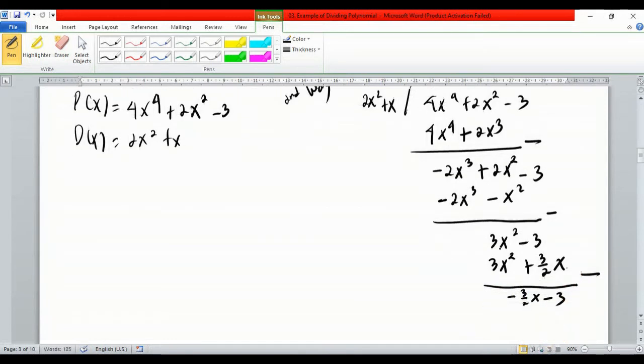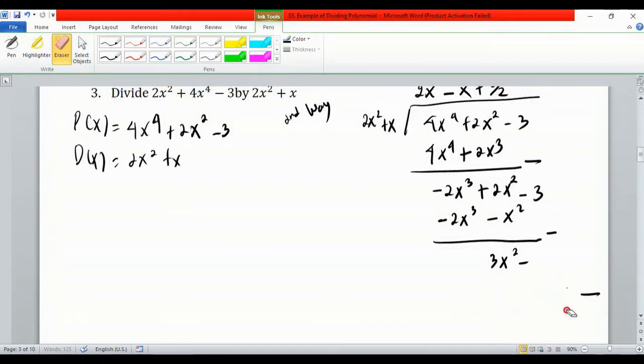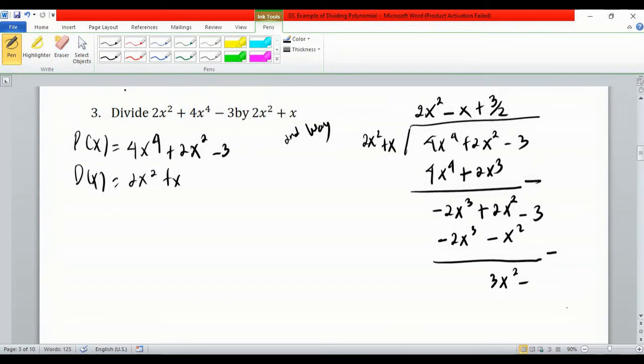Okay, everyone, let me check. Did I do something wrong? Minus 2x power 3 and then minus x squared, and then this one, yeah, okay, there is something wrong here. Let me clear this one first. Okay, so it should be, okay, wait, let me clear this one too.